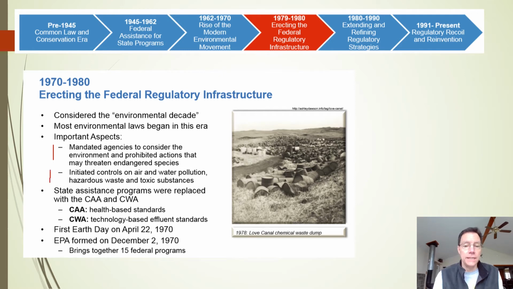It set standards and initiated controls and mandated some controls for things like air pollution. So if you have a smokestack and you're spewing forth pollutants into the atmosphere, you have to control, and we're going to measure what some of those pollutants are, and you have to control them below a certain level. So those state assistance programs, the voluntary compliance, were replaced with some laws that really had some federal mandates. Clean Air Act, Clean Water Act are two of them. First Earth Day happened in 1970. The EPA was formed in 1970. NEPA started in 1970. So this was a big environmental year.